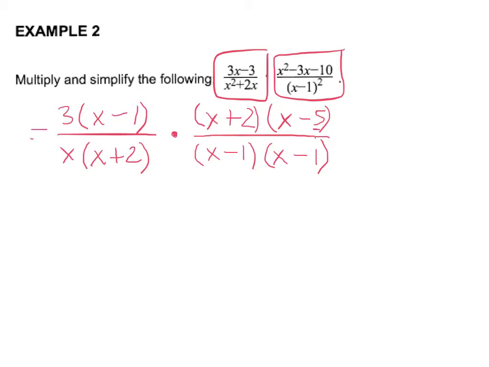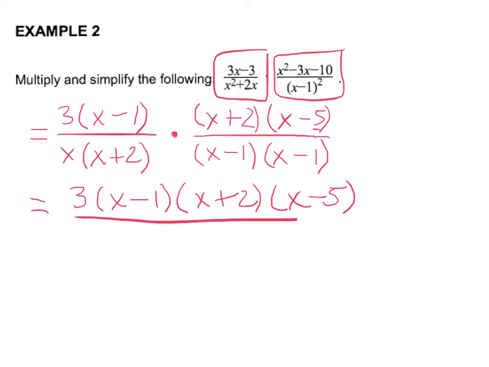So these expressions are equivalent, and now since everything's factored, we can go ahead and multiply our numerators and our denominators together. So we'll get 3x minus 1 from the first expression, and x plus 2, x minus 5 from the second. And then our denominator will be x plus 2, x minus 1 times x minus 1.